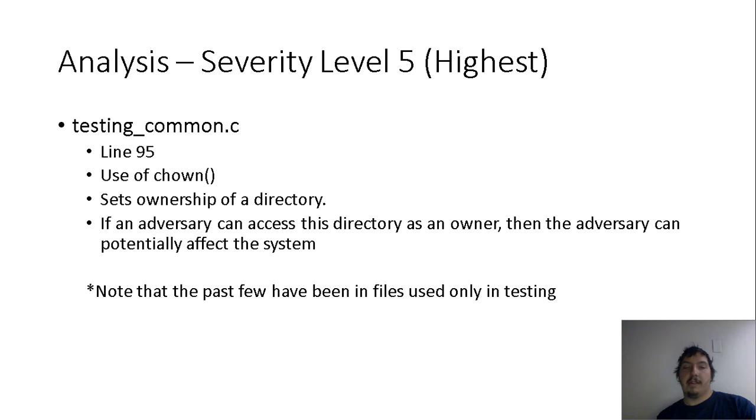And so the last of these testing functions, again, not really a vulnerability because they're only used for debugging by the developers. This time it's use of chown, which sets the ownership of a directory. And again, if the adversary can access the directory as an owner, then the adversary can affect the system.